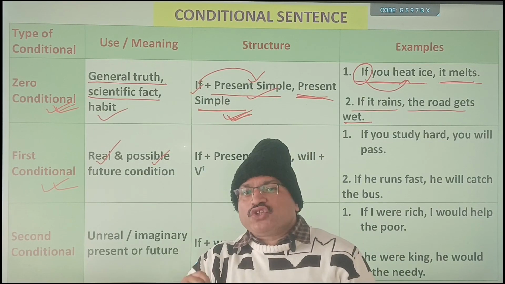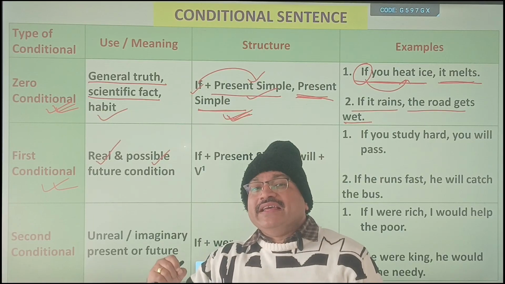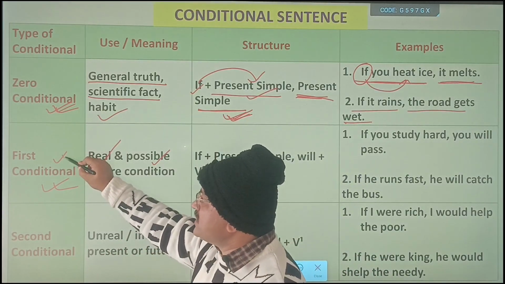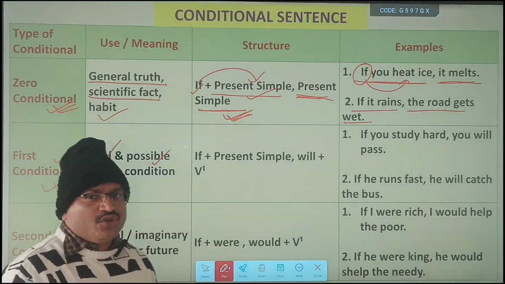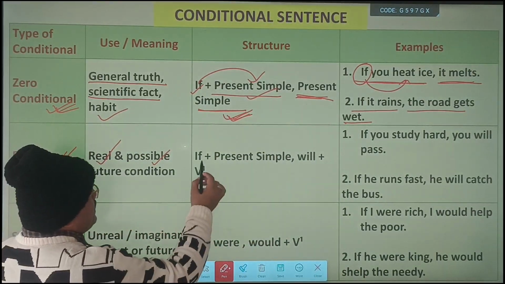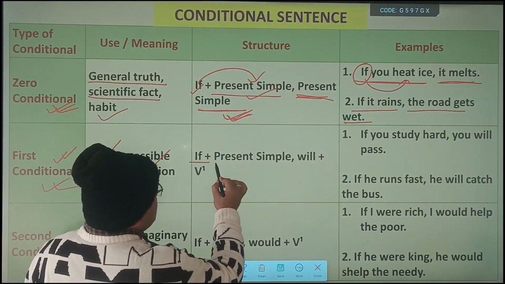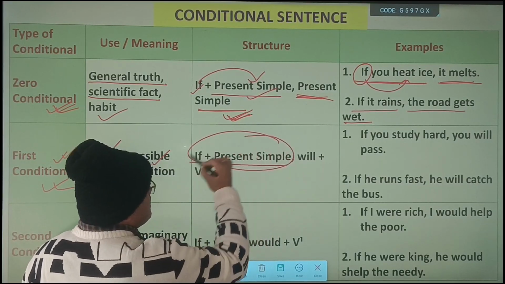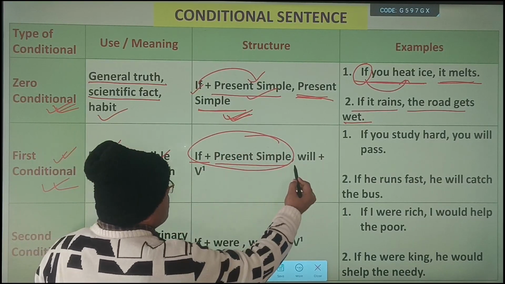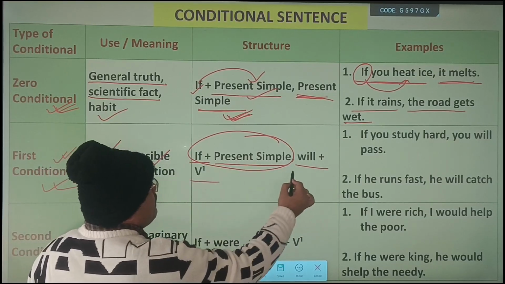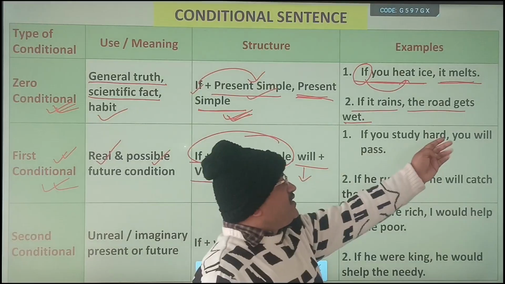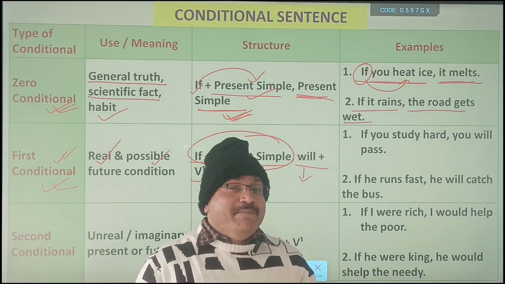Realistic and the possibility of happening is high, then it is called first conditional sentence. Realistic in nature. Okay, so what would be the structure? If, then present simple. So the if clause will be in present simple tense and the main clause will be in future, will. If you study hard, you will pass.